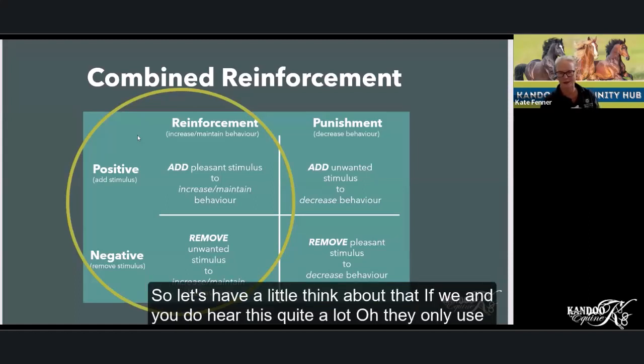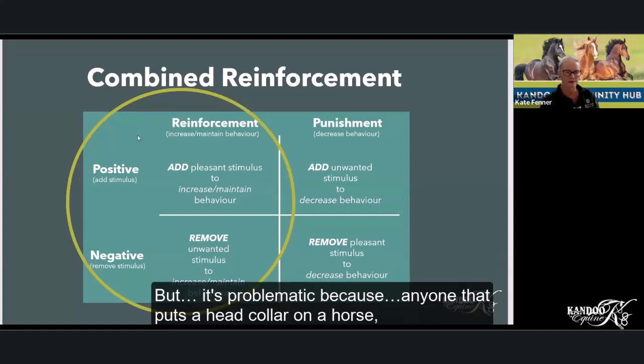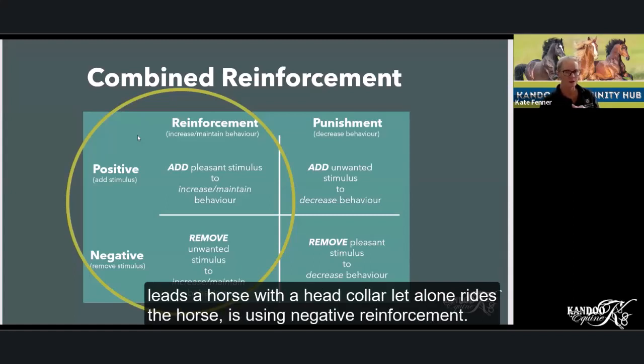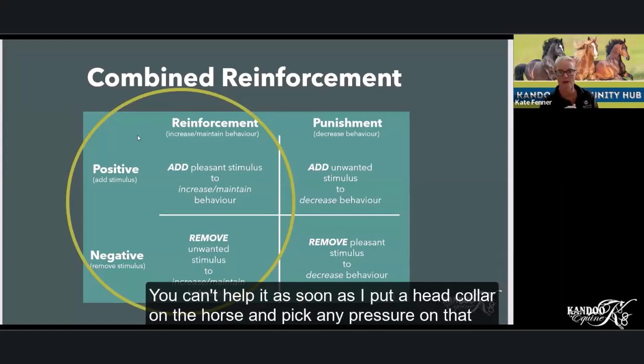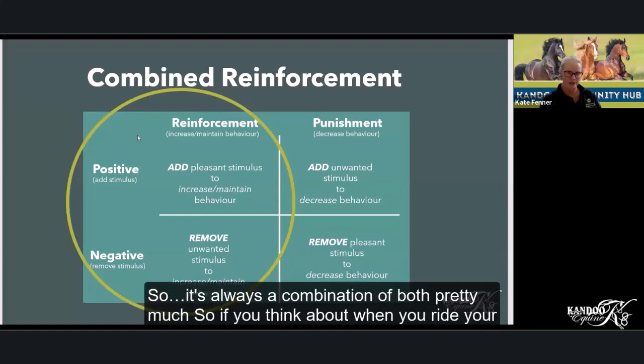So let's have a little think about that. And you do hear this quite a lot, they only use positive reinforcement. And it's a lovely idea, but it's problematic, because anyone that puts a head collar on a horse, leads the horse with a head collar, let alone rides the horse, is using negative reinforcement. You can't help it. As soon as I put a head collar on the horse and pick up any pressure on that lead rope, I'm using negative reinforcement. So it's always a combination of both, pretty much.